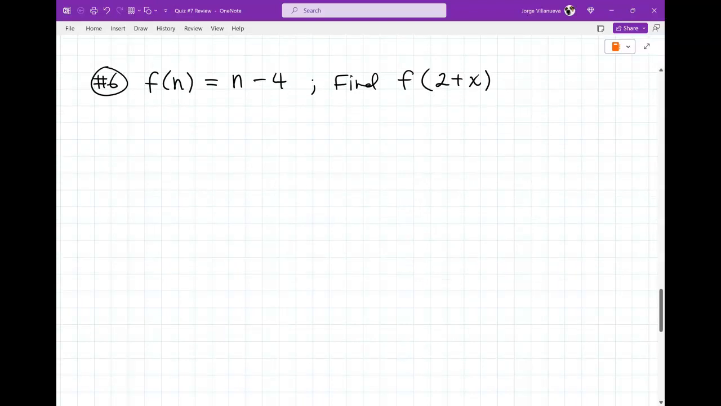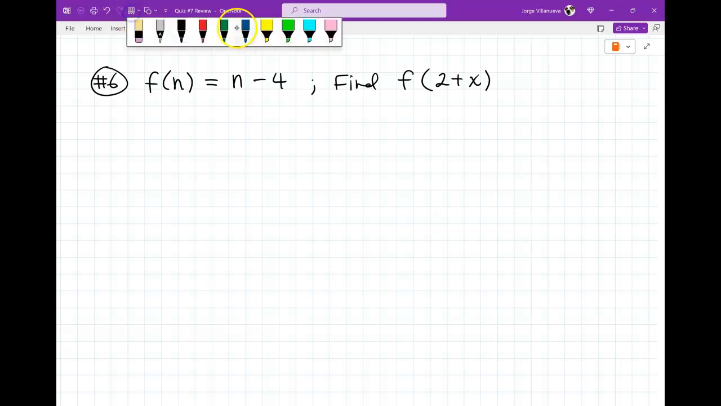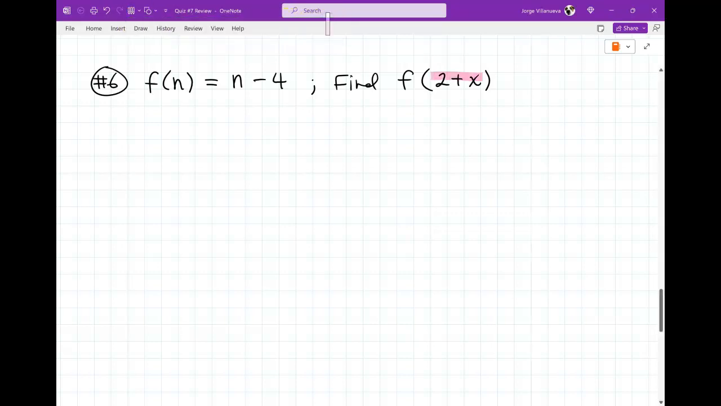I think there's 2. They say f of n is equal to n minus 4. Find f of 2 plus x. And I know people get scared. They're like, what the heck does that mean? Remember, guys, all it means is whatever's in here, the 2 plus x, replaces the letters.